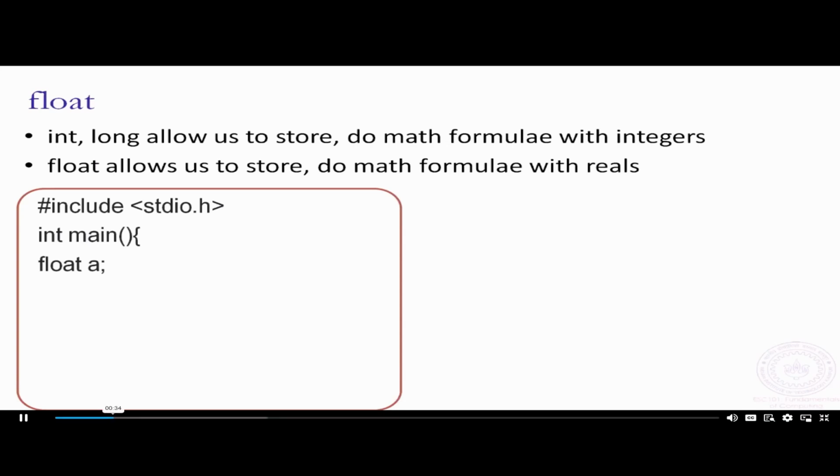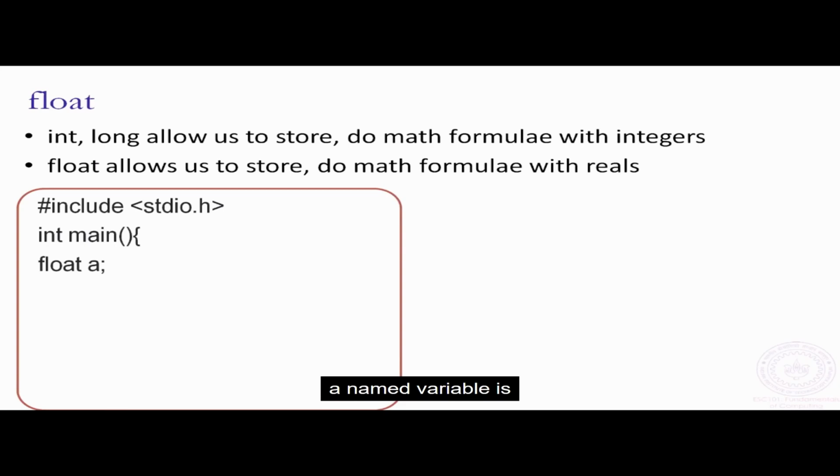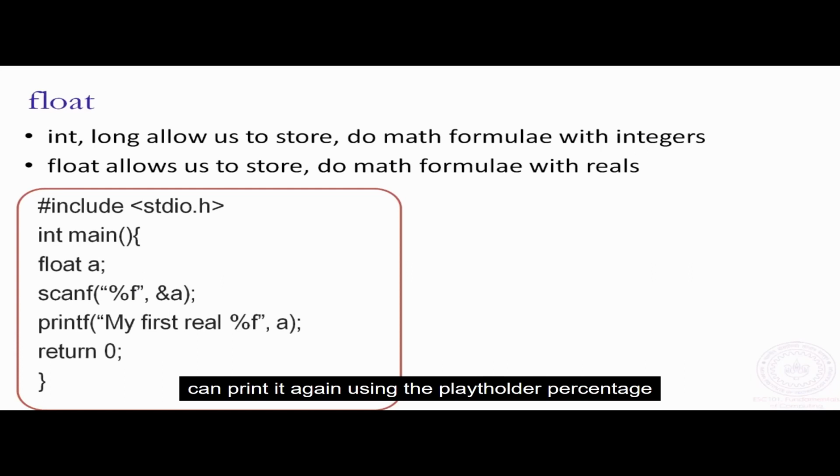and a named variable is being defined and float is being used to specify the size of the box. And then you scan this A using the placeholder %f, and you can print it again using the placeholder %f, and bingo, you know how to work with floats.